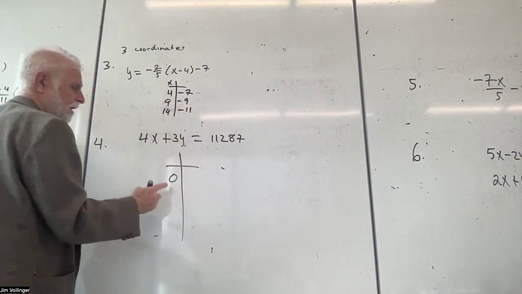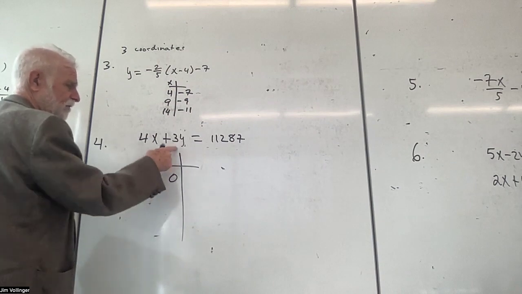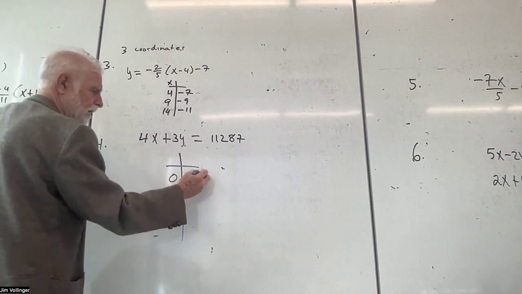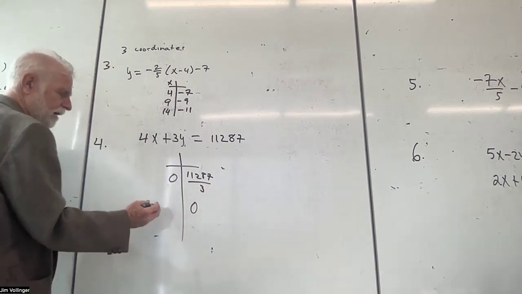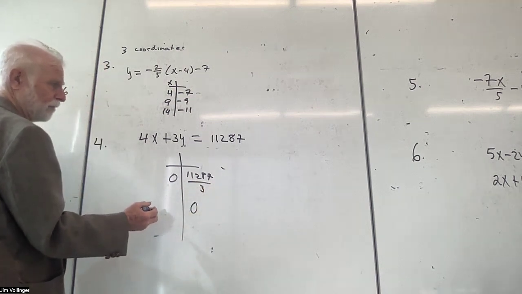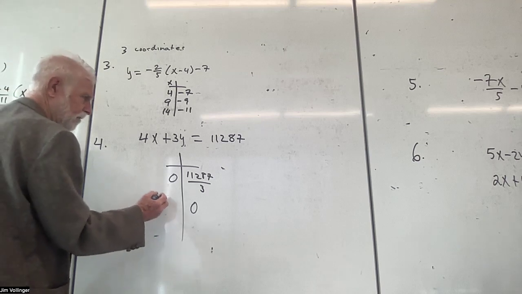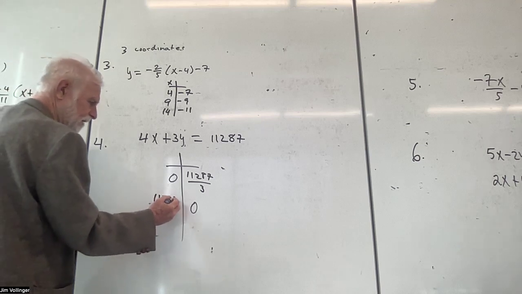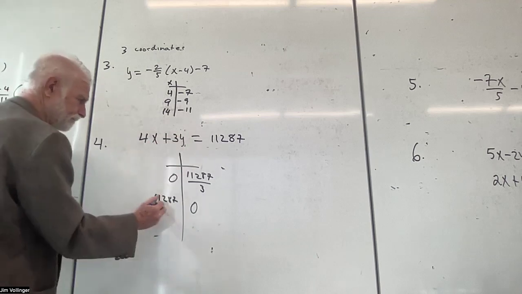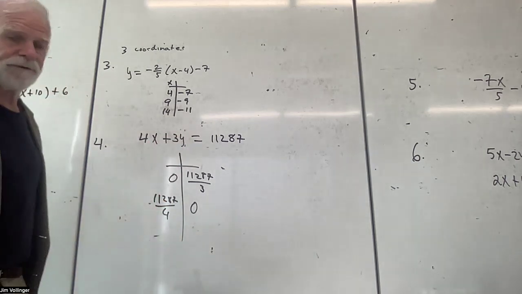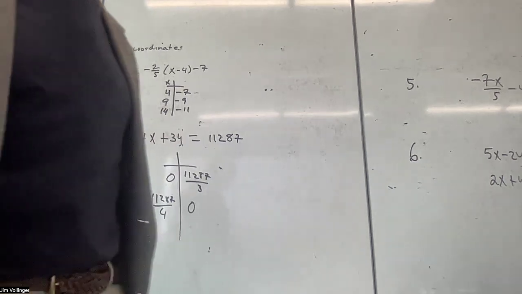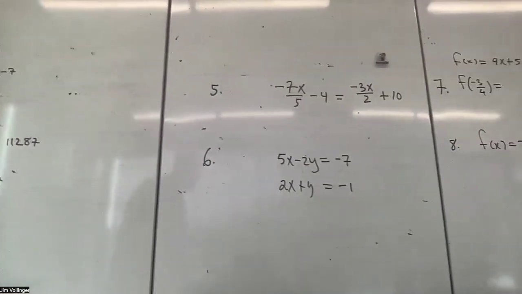Okay, x and y intercept. Throw a 0 in for x. You got the y-intercept of 1, 1, 2, 8, 7 over 3. Throw a 0 in for the y, and you got the x-intercept. I hope I said that right the last time. 8, 7 over 4. Plot those 2 points. You got yourself a graph. Quick and easy. That's why it's a graphing form called standard form.